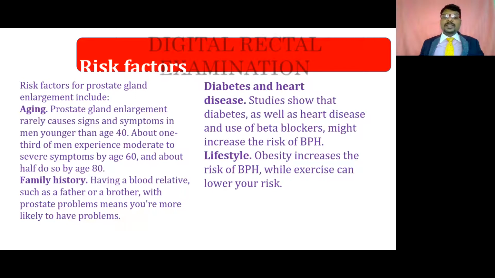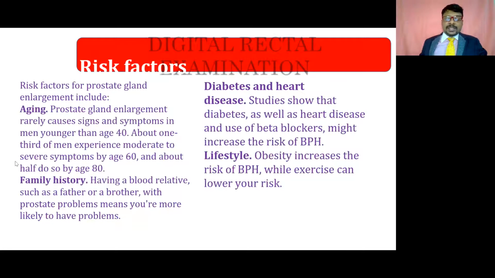So, who is going to get these complications? What are the risk factors? Who is going to get prostate enlargement? In the case of aging, those who have already passed 40 may experience moderate to severe symptoms by the age of 60, and about half by the age of 80. Symptoms rarely start before the age of 40, but in the 60s moderate symptoms may be felt, and in the 80s half of people may get prostate enlargement.